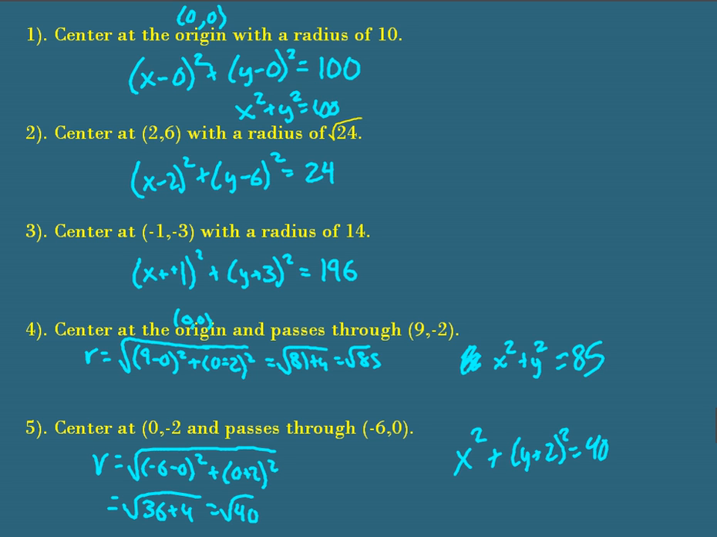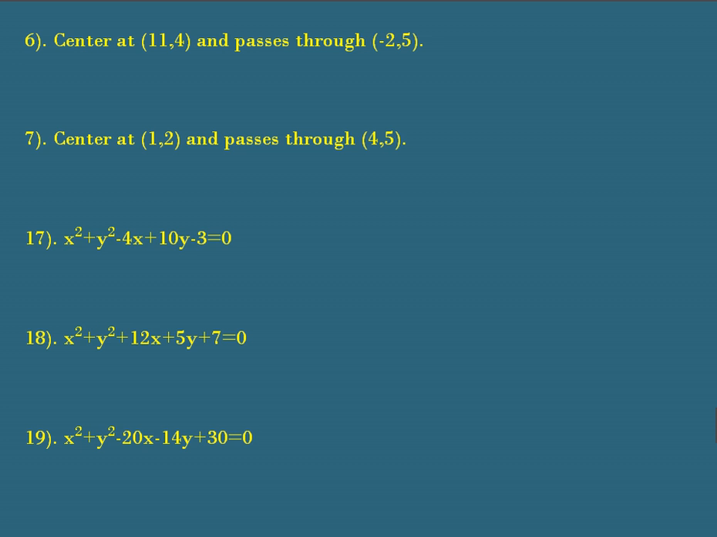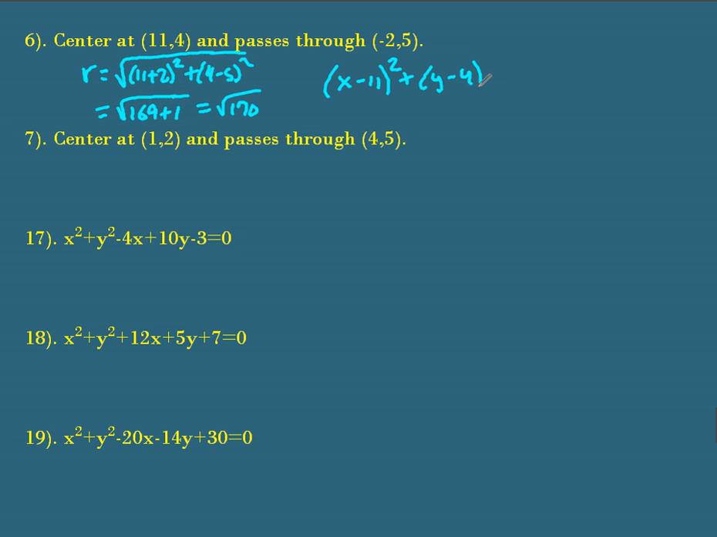Moving on to some more, same style here to start. We need to find what the radius is. So same thing for both of these: the square root of 11 minus a negative 2 squared, and then 4 minus 5 squared. So we're going to have the square root of 13 squared is 169, negative 1 squared is 1, so we have the square root of 170. So my center is at 11, comma 4, and it will equal 170.